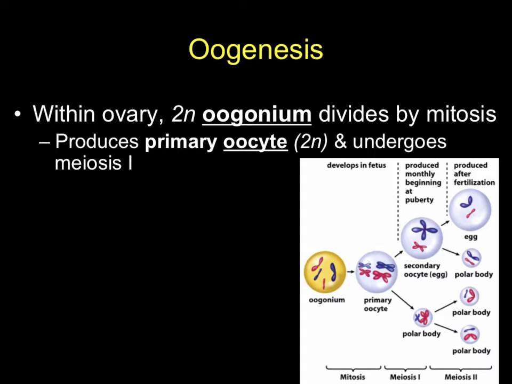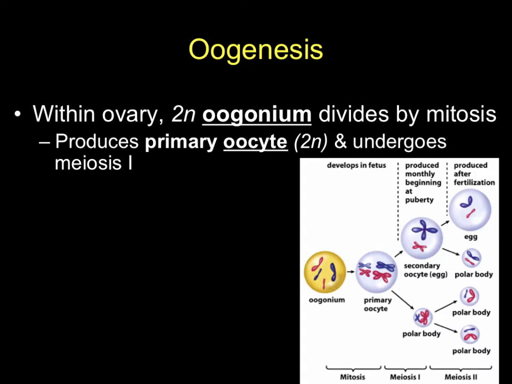Within the ovary, there is what's called an oogonium. Previously we saw a spermatogonium, now we're going to look at an oogonium. It's going to divide through mitosis, and it's going to produce eventually what's called a primary oocyte. And that primary oocyte, just like the primary spermatocyte was, is diploid, and it's going to go through meiosis 1.